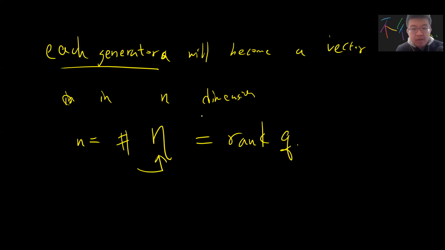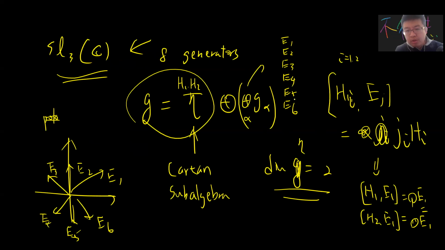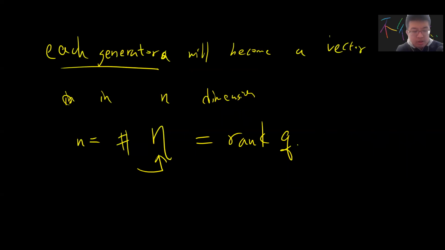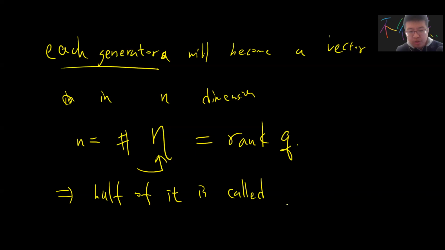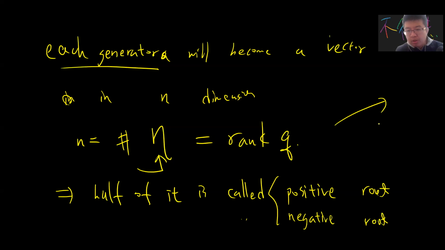Okay, so now each guy becomes a lattice vector. Then you can separate this vector into two parts. There are 6, so you can separate into 3 parts and 3, and the sum of them. So half of it is called the positive roots. I will not explain it now, but I will explain in the future. And the rest are called the negative roots.